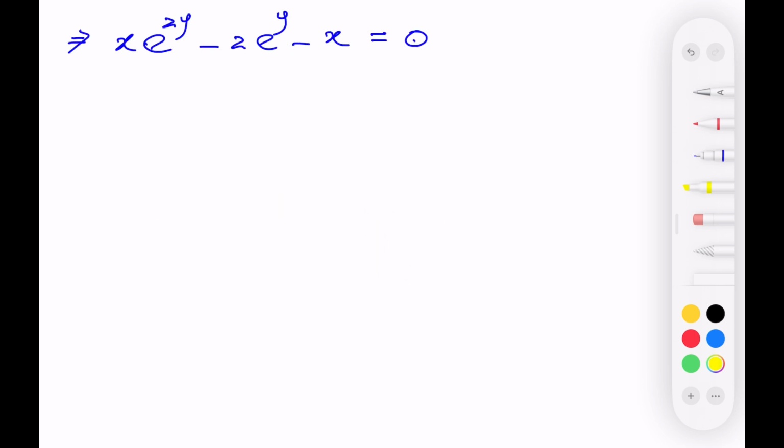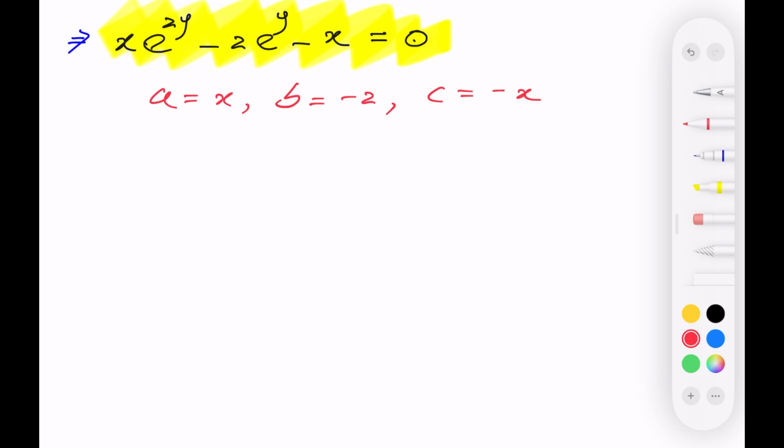This is a quadratic equation of e to the y. And I need to identify a, b, and c in order to use the quadratic equation formula. We can see that a is equal to x and b is equal to negative 2 and c is equal to negative x. We know the solution is given by, in this case my variable is e to the y, therefore e to the y should be equal to negative b plus or minus square root b squared minus 4ac, everything divided by 2a.